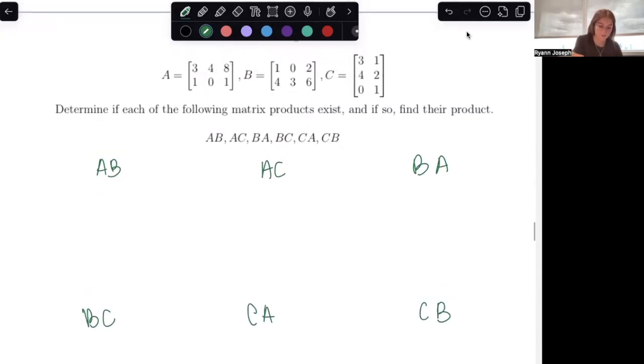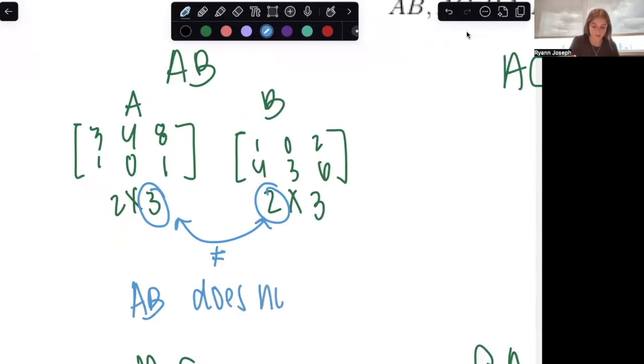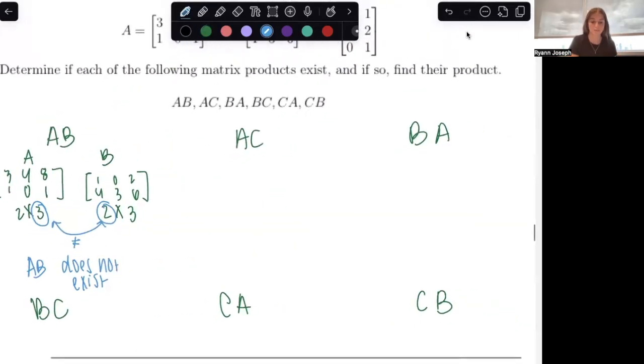Okay, so A is 3, 1, 4, 0, 8, 1, which is a 2x3 matrix. B is 1, 4, 0, 3, 2, 6, which is also a 2x3 matrix. If I try to put these two things together in this order, AB, I need to look at these two terms. I see they are not equal. Therefore, AB does not exist. And we don't even have to think about it further.